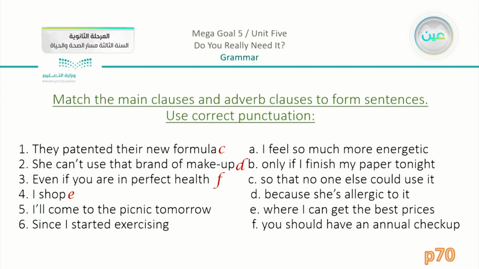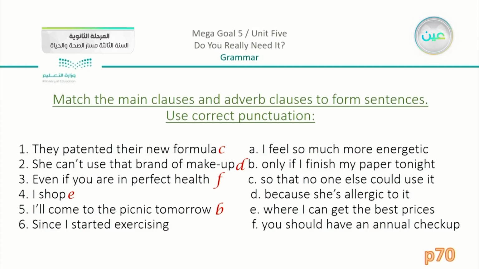After that, in 5, we have I'll come to the picnic tomorrow. So you can see that also there is something about planning a picnic and doing something tomorrow, and we do have the pronoun I. So we're going to match it with B, because of if I finish my paper tonight. So why is it B? Because we have here, I'll come to the picnic tomorrow only if, a type of condition.